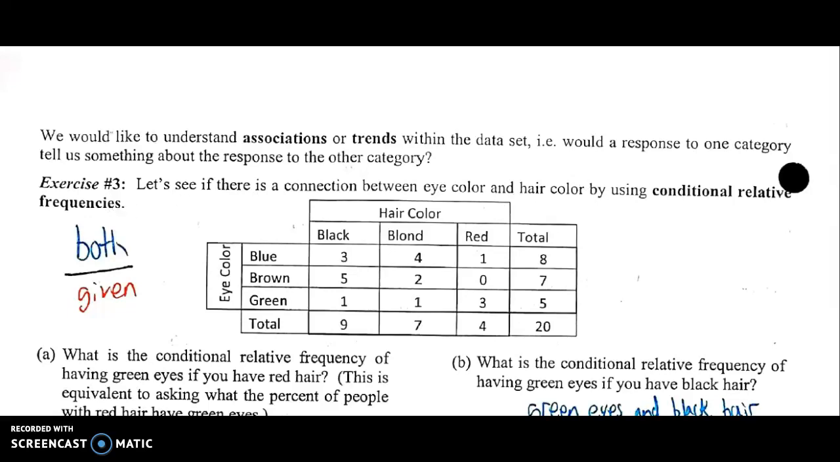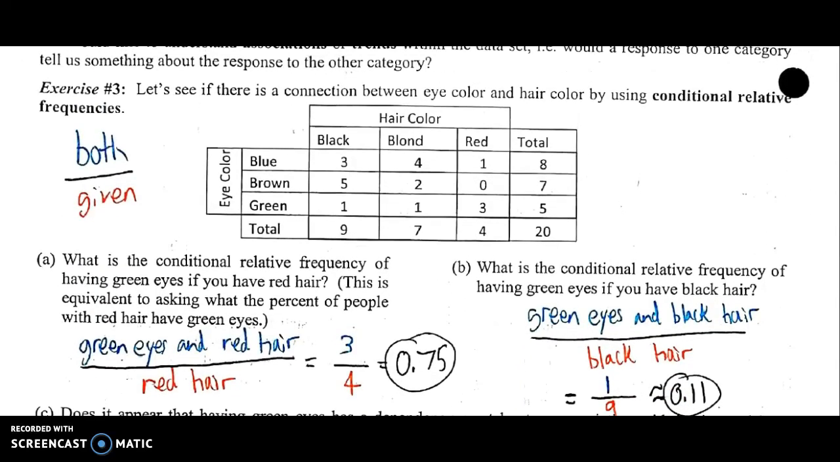So let's look at that first question. I'll go back to that table in a second here. But let's see how we're going to use it to answer a question. What is the conditional relative frequency of having green eyes if you have red hair? So this is like saying what percent of people with red hair would also have green eyes.